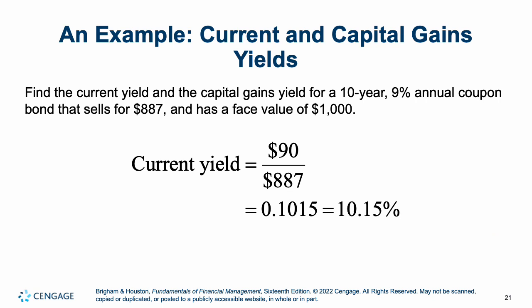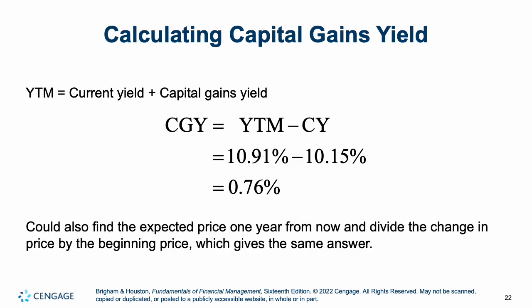So the coupon bond that we just looked at, paying $90 coupons or 9% interest on the $1,000 par, is selling for $887. The current yield would just be dividing those, a little over 10%. 10.15% is your current yield here. Capital gains yield, however, is going to be the difference between our yield to maturity minus our current yield, in this case 0.76%.